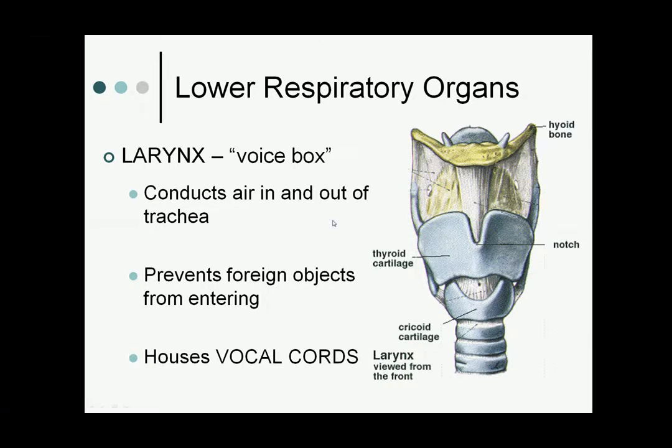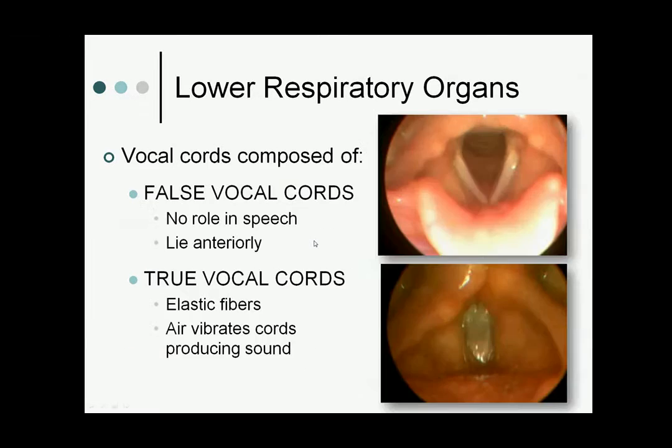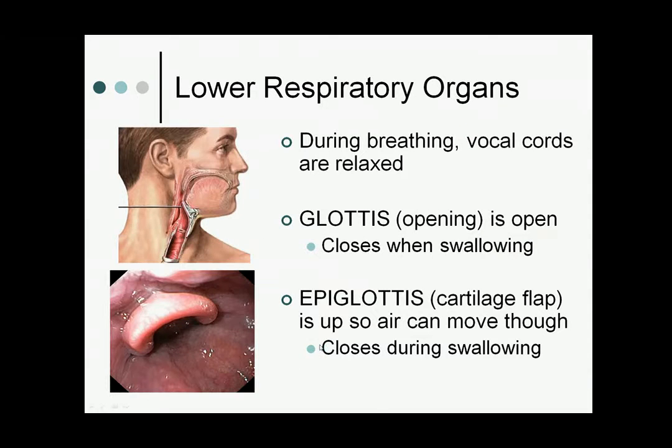This is preventing objects from entering the trachea that do not belong, like food or liquids. This is the location of the vocal cords. Here are some more of the parts to the larynx. The vocal cords, there are true and false vocal cords. True vocal cords are the ones that are actually vibrating, producing the sound.